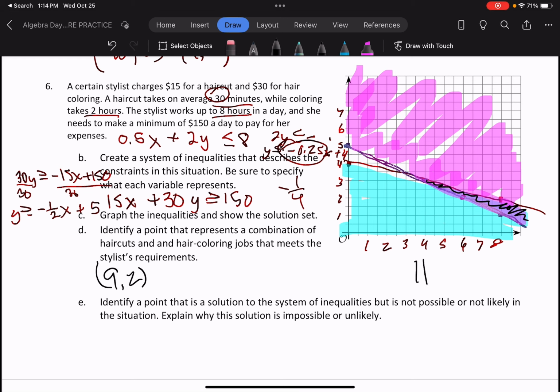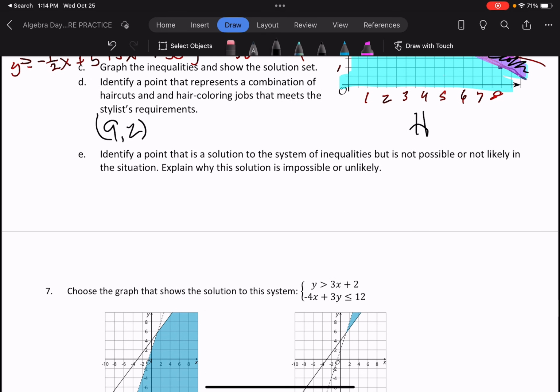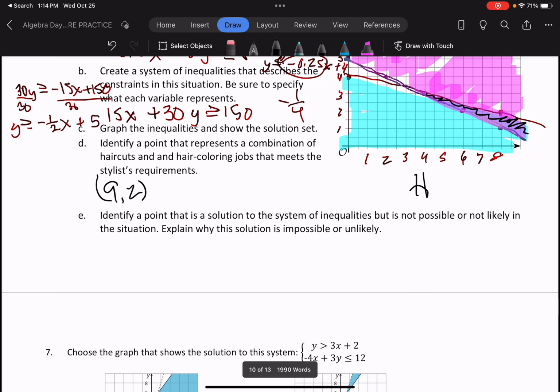Remembering that X is haircut and Y is hair coloring. So making sure to label those axes as well. So you can come up with some other ones. That's the one that I think is the easiest to kind of see there. So identify a point that is a solution to the system of inequalities, but is not possible or not likely in this situation. Explain why this solution is impossible or unlikely.